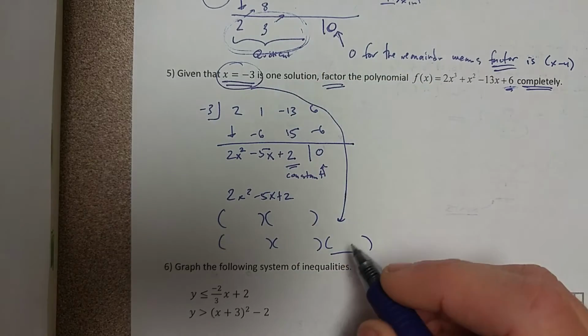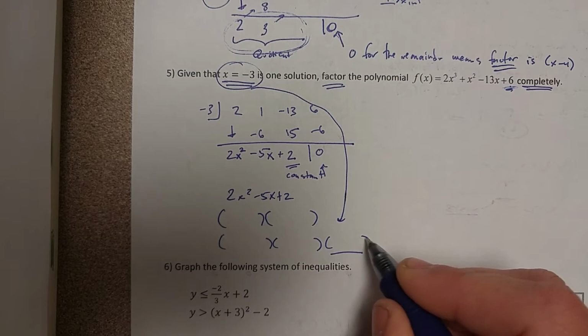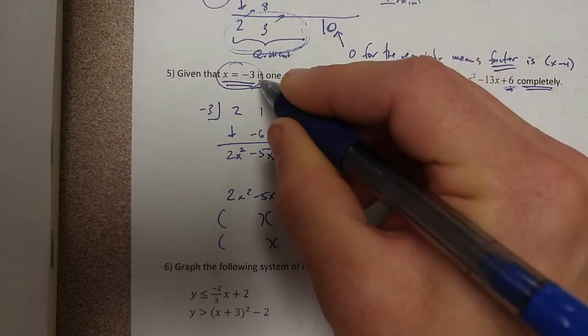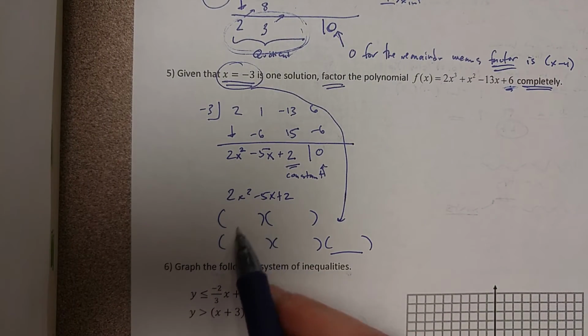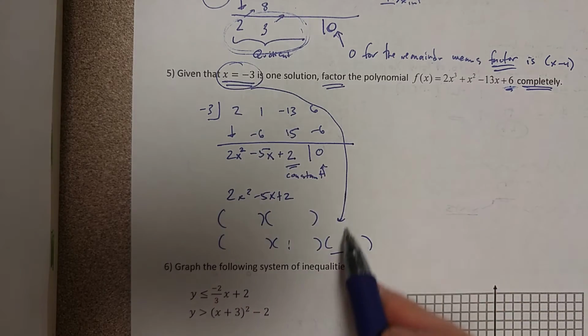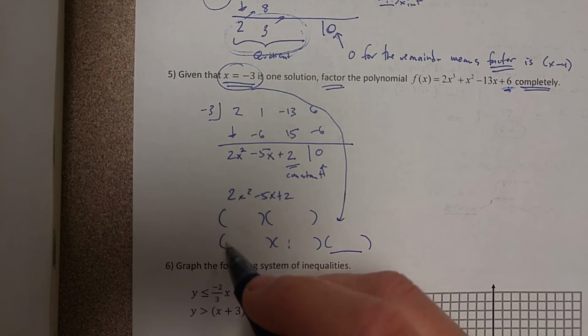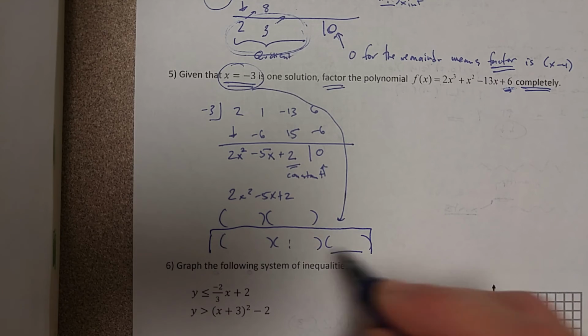So remember, it's what do you need to have right here to set equal to 0 so that when you solve it you get -3. So you still need to factor this right here, bring those 2 factors down, and then put the factor that gave you that right here. And then this will be your answer.